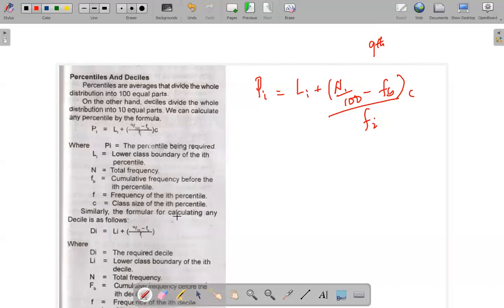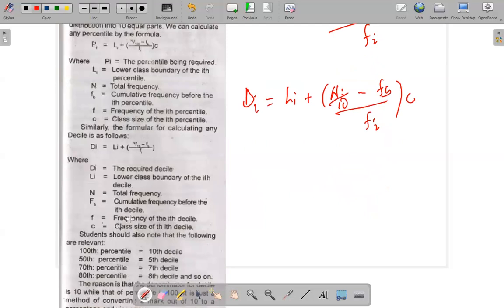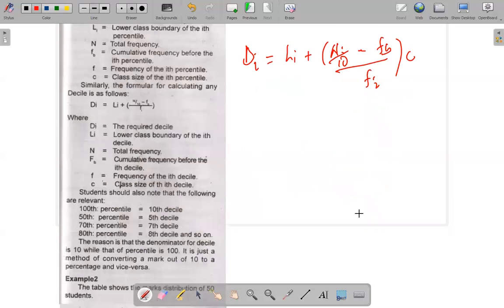Now, similarly, the formula for calculating decile is di equal to Li plus Ni divided by 10, because it could be the first decile, the second decile, the third, and all of that, then minus Fb all over Fi times C, where di is the required decile, Li is the lower class boundary of the ith decile, N is the total frequency, Fb is the cumulative frequency before the ith decile, Fi is the frequency of the ith decile, C is the class size of the decile.